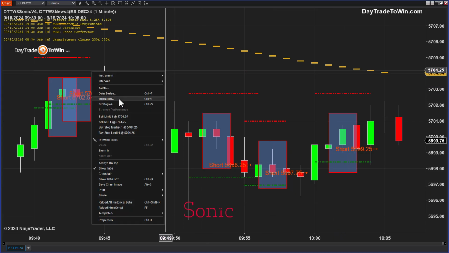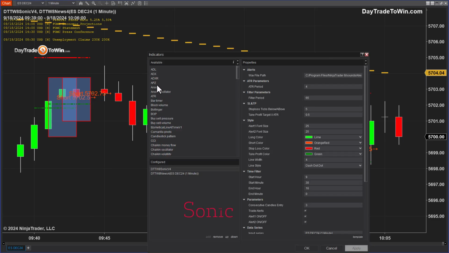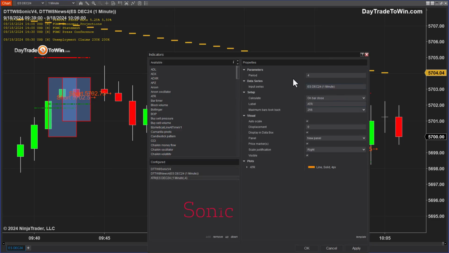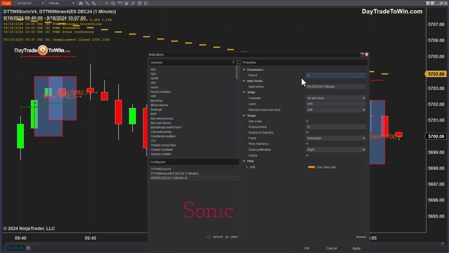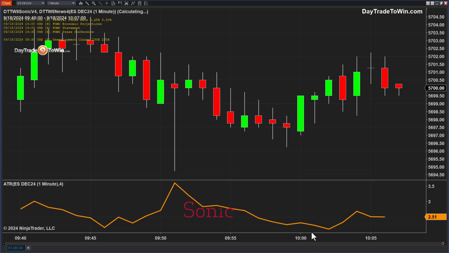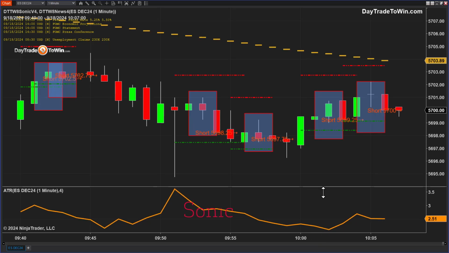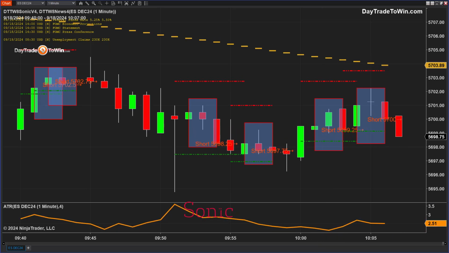So I'm going to add here the ATR. I always use a value of 4. So here's the value of 4 on the average true range. I click OK. And now we have the ATR at about 2.5. Now 2.5 I think is normal.